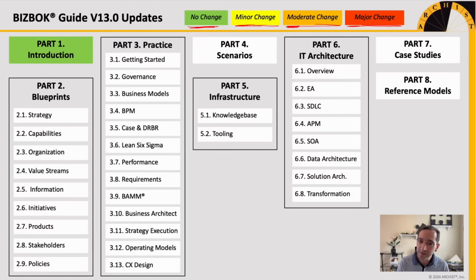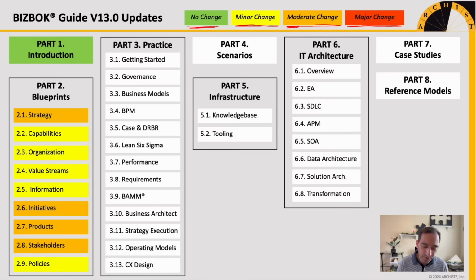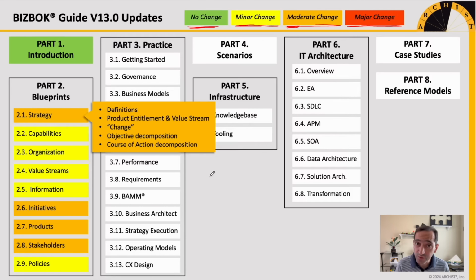In part 1, there hasn't been any changes. In part 2, we see a variety of minor and moderate changes. Specifically in the strategy mapping, that's section 2.1, we see a few changes. One is the addition of the definitions for different elements in the strategy domain, things such as goals, objectives, course of action, change, and so on. And also the emphasis on the relationship between product entitlement and value streams.